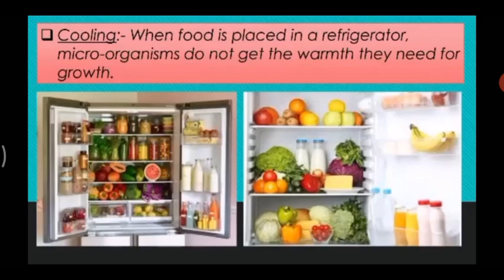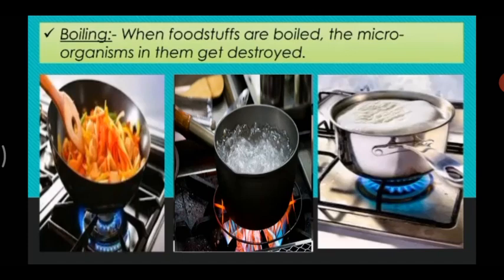Okay. Now the next method is boiling. Now boiling again, this is a very helpful method for the food that is being used at your home or whenever you purchase it from outside. Now when foodstuffs are boiled, the microorganisms in them get destroyed. That is why your mother purchases the vegetable. She adds some spices, right? When she prepares it, how does she prepare it? By cooking on the gas, right? So when you cook it, the microorganisms automatically die.